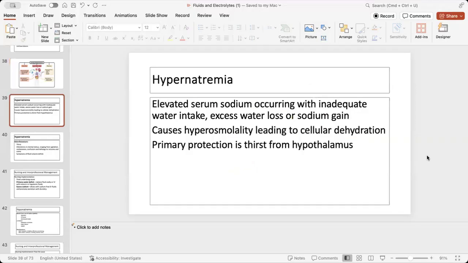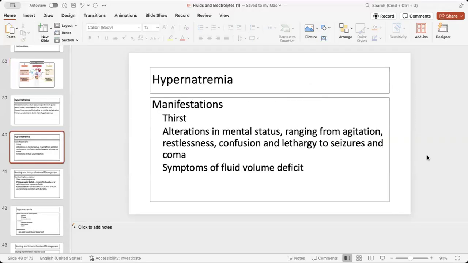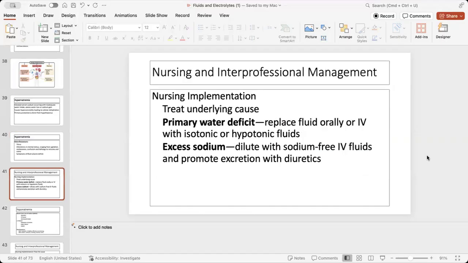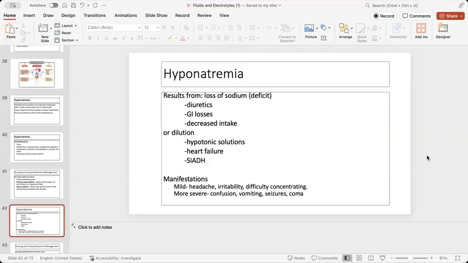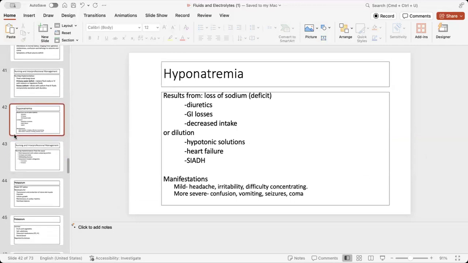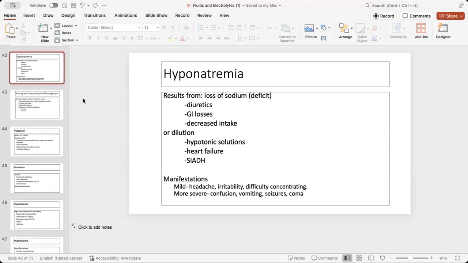Remember with salt, sodium, strain on the brain, right? A lot has to do with changes in cognition. Seizure, coma, death. Hyponatremia, right? Diuretics is a big one. A lot of our older clients are on diuretics, or are not taking in enough. Heart failure, dilution. Changes in level of consciousness, changes in cognition, strain on the brain.